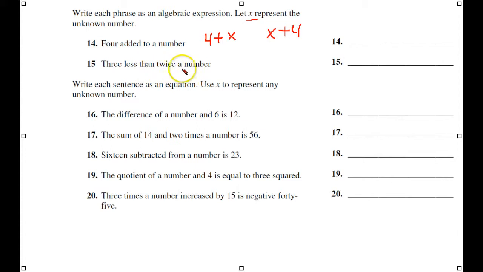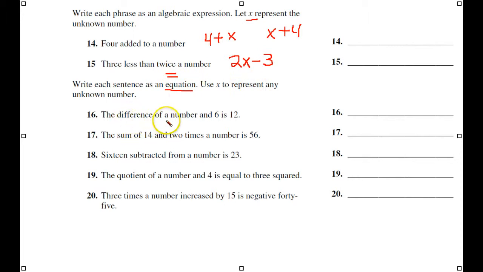3 less than twice a number. Well, twice a number would be 2x. Less indicates subtraction. And then we're going to write equations, so that indicates we're going to have to put an equal sign in there somewhere.